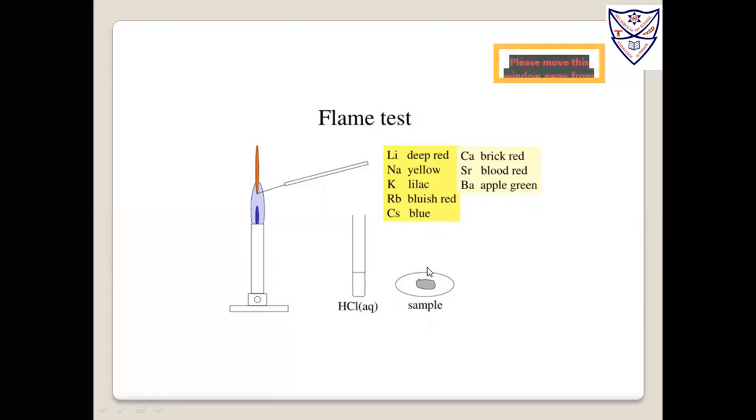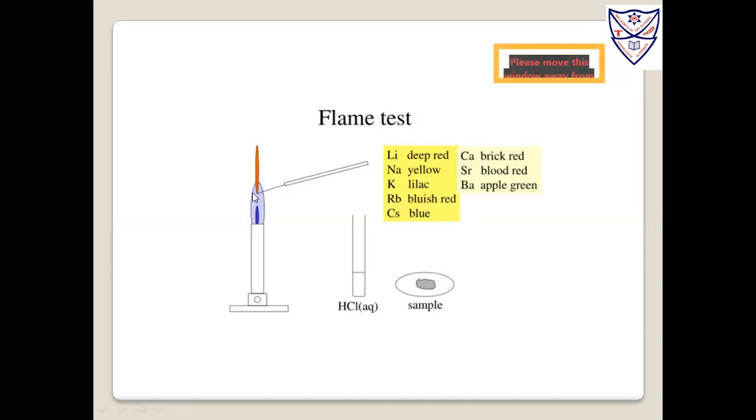If you have a sample of sodium, like sodium chloride or sodium hydroxide in solid form, and you take this platinum wire and keep it in the flame for the flame test in the Bunsen burner, you can see yellow color. So if it shows yellow color, it's sodium. Lilac means what? It's a purple color, like brinjal color, right? So it's potassium. Bluish red color, then it's rubidium. And if it's a blue color, then it's cesium.